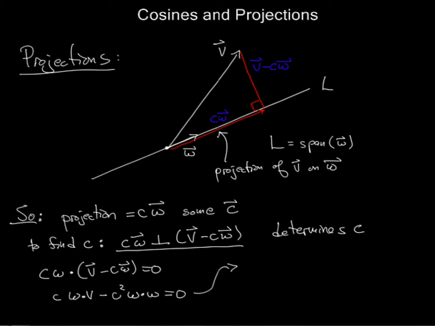So that says that c w dot v is equal to c squared w dot w, and we cancel one of the c's. And we conclude that c had better equal w dot v over w dot w.